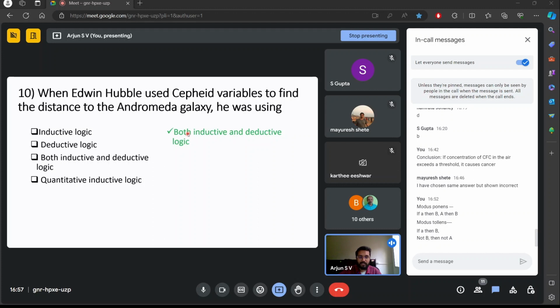Hubble used both general to particular and particular to general at different points in time. He used general to particular to find the Cepheid variables of each star, and then he used the particular to general to make a general assumption about the whole Andromeda galaxy. So that's why it's both inductive and deductive.